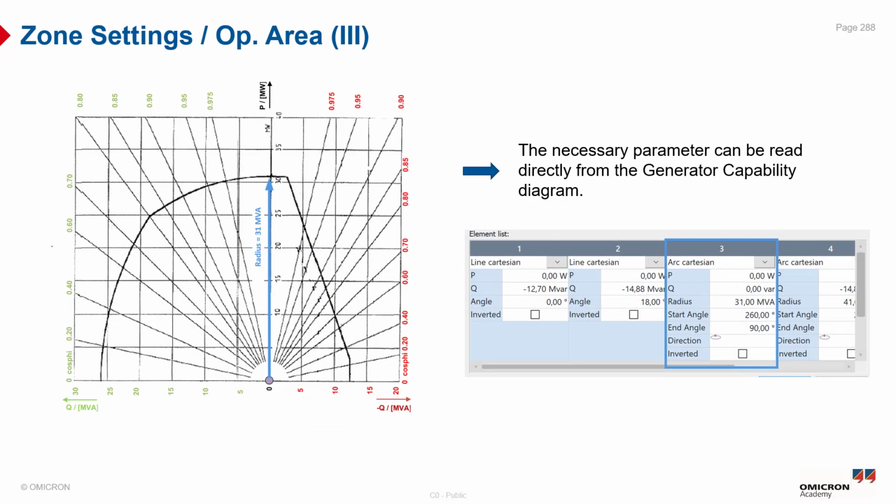Now we will talk about element number 3 in blue, as you can see. In the PQ plane, P will equal 0 and Q will equal 0 var, and the radius here is 31 megavolt ampere, and here are the start and end angles to draw this element number 3 as an arc Cartesian.